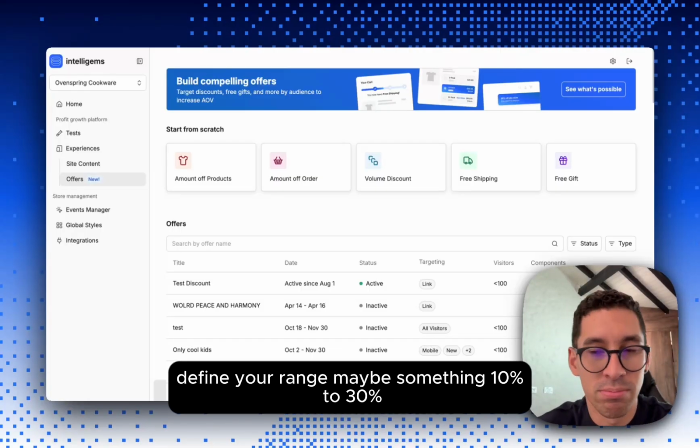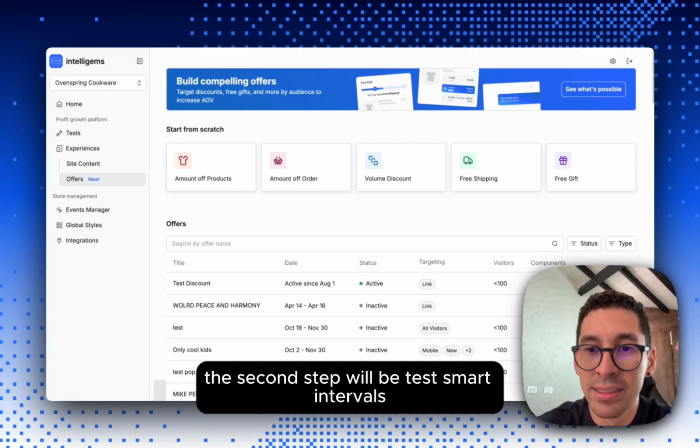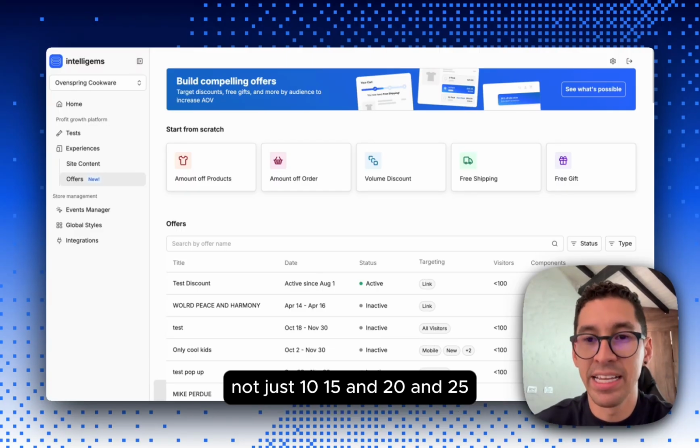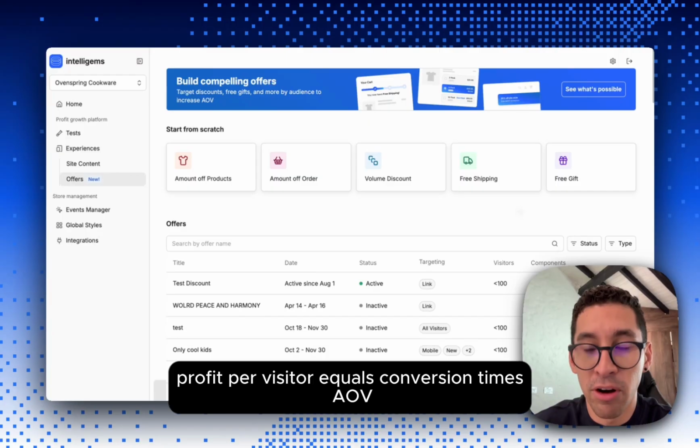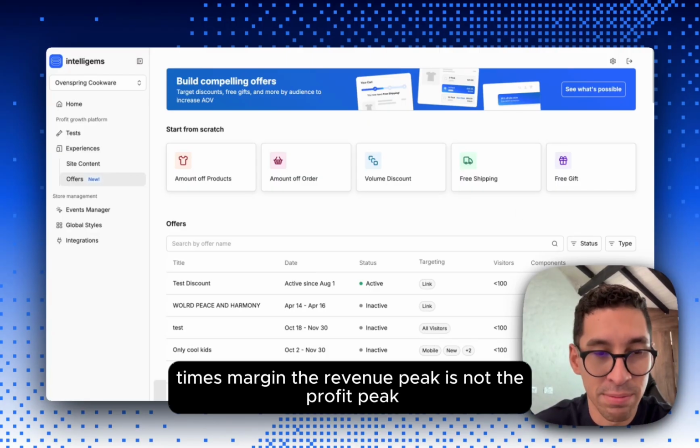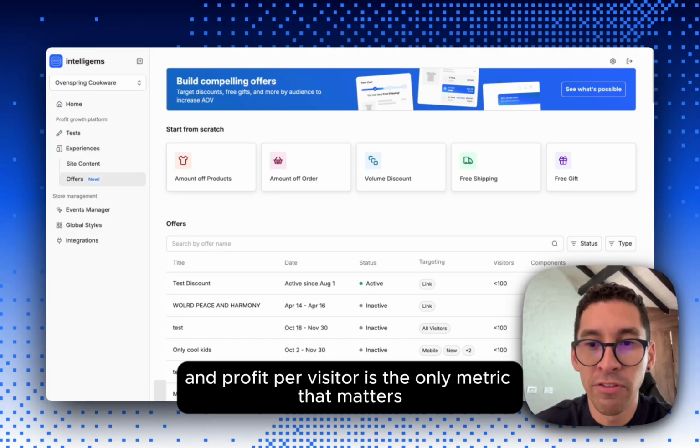Maybe something like 10% to 30%. The second step will be test smart intervals. Not just 10, 15, 20, and 25. Then step 3 will be measure profit per visitor only. Profit per visitor equals conversion times AOV times margin. The revenue peak is not the profit peak, and profit per visitor is the only metric that matters, if that's your final goal.